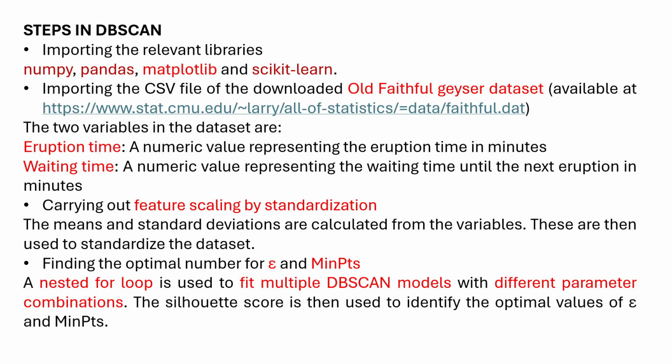The implementation follows several straightforward steps. First, the required Python libraries are imported. The Old Faithful dataset is then loaded and the variables are standardized so that both contribute equally to the distance calculations. DBSCAN requires appropriate values for epsilon and min points. In this example, several combinations of these parameters are evaluated using nested loops and the Silhouette score is used to select the best performing model.